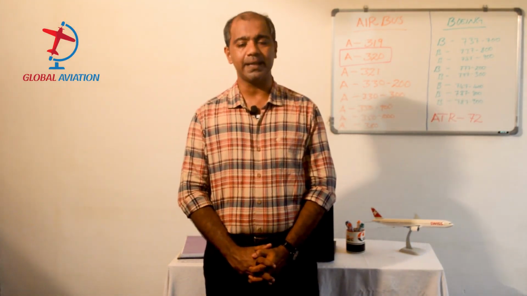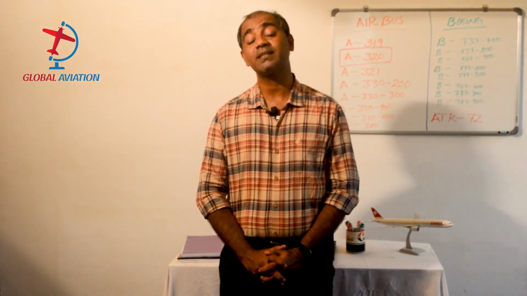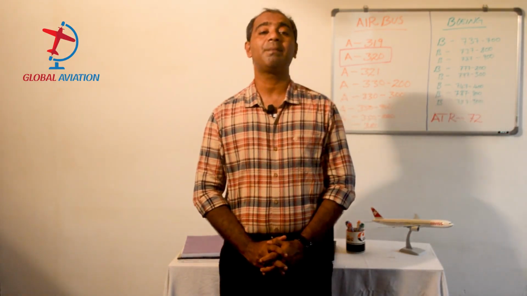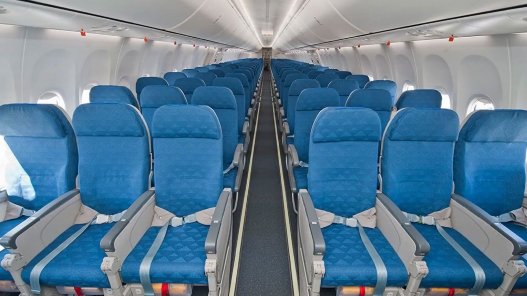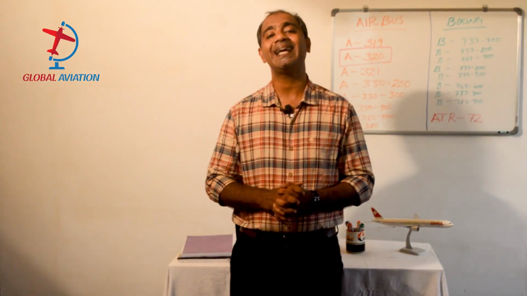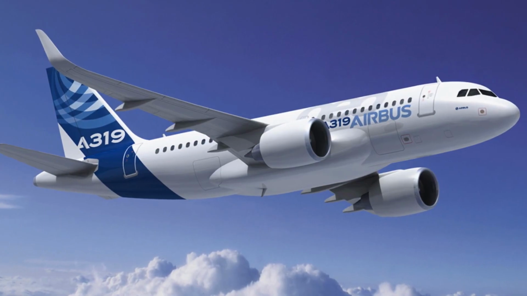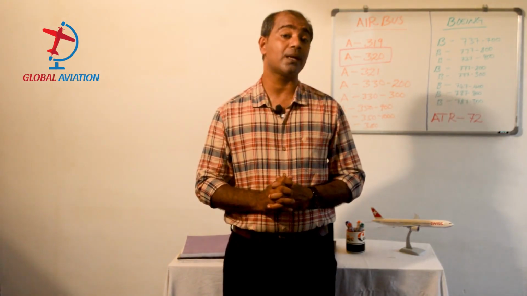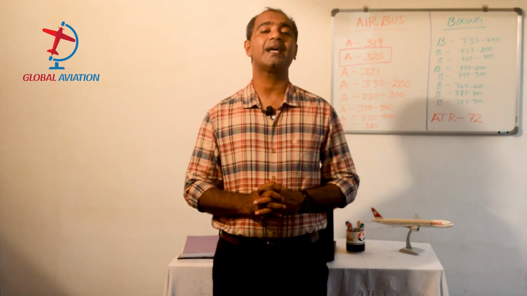Narrow-bodied aircraft means if the aisle is single, we say it is a narrow-bodied aircraft. What is the meaning of aisle? Aisle means the passage in between the seats. If the passage or aisle is single, that aircraft is narrow-bodied. What are the examples for the narrow-bodied aircraft? Airbus 319, Airbus 320, Airbus 321, Boeing 737. These are the examples for the narrow-bodied aircraft.